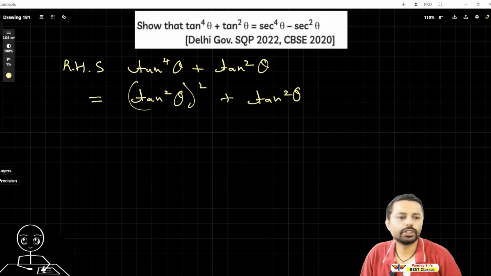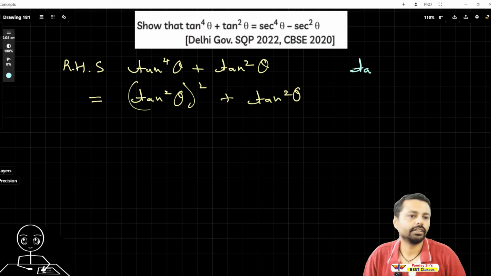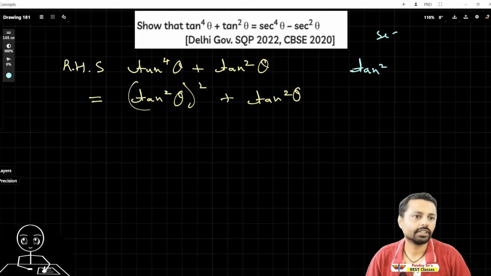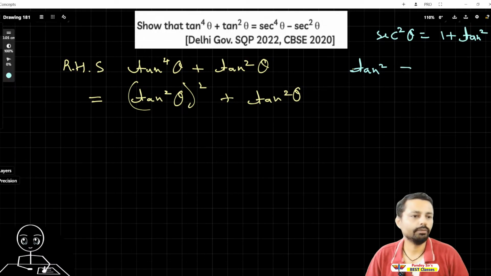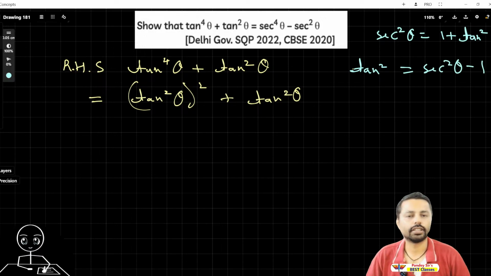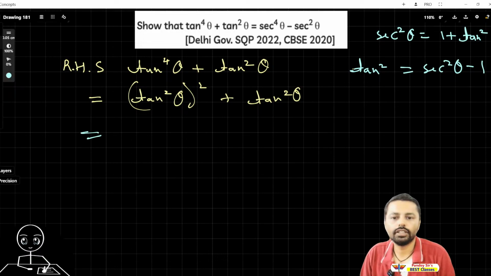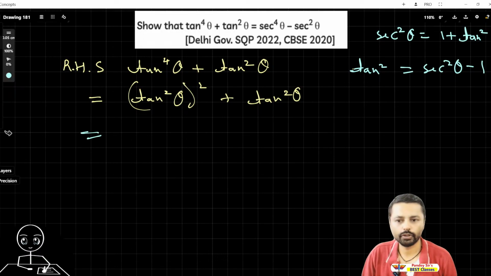Now we have to use the identity. Actually the identity I learned is this one, sec square theta equal to 1 plus tan square theta. Therefore tan square theta will become sec square theta minus 1. We will use this identity itself, so we'll substitute this one. Okay, let's do it.